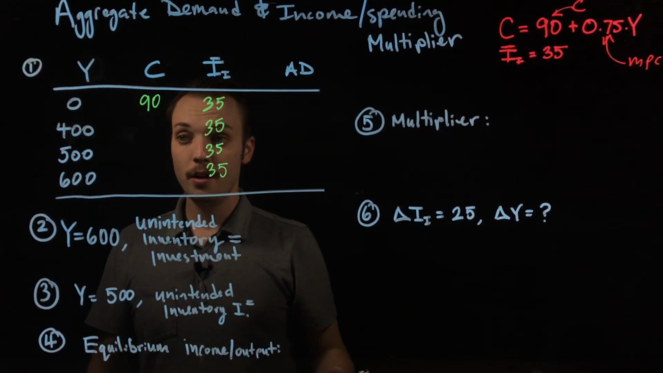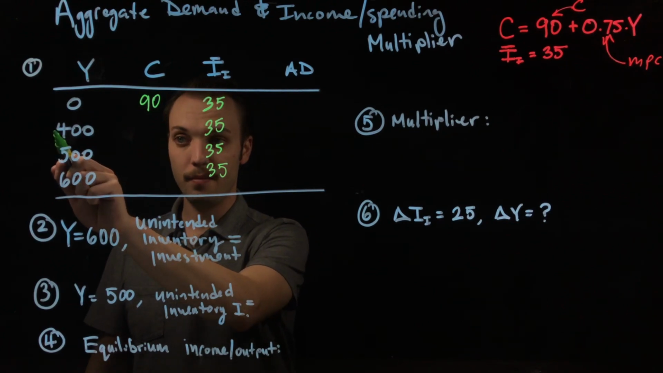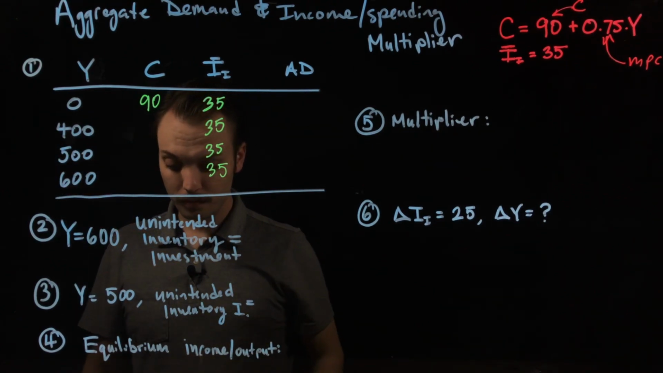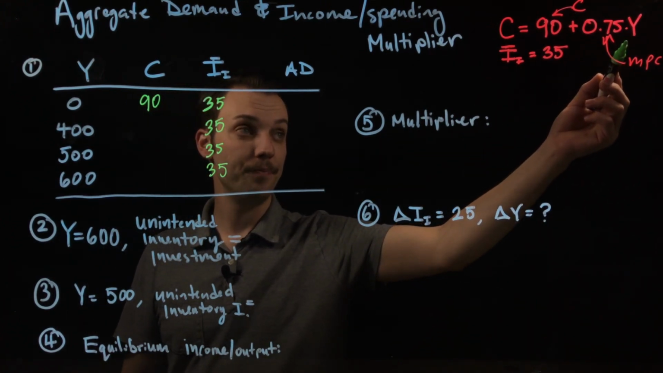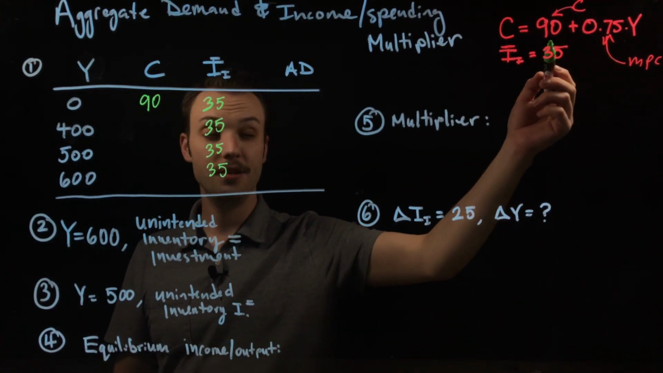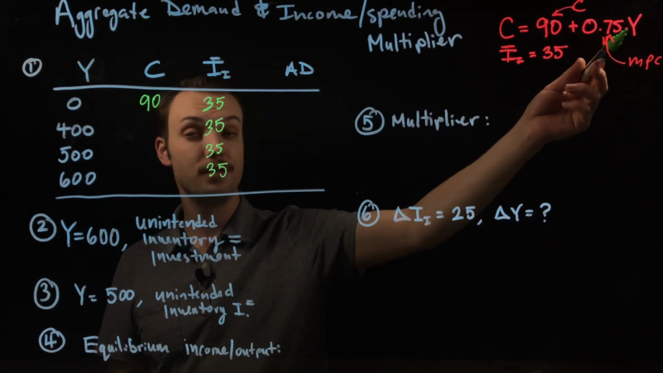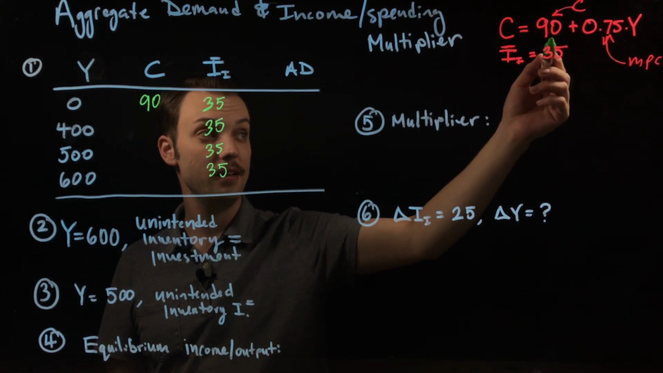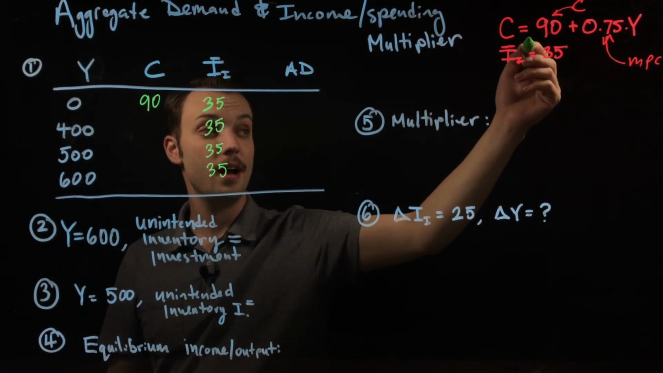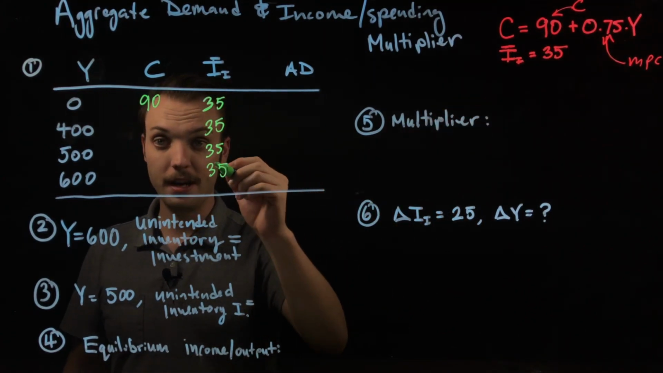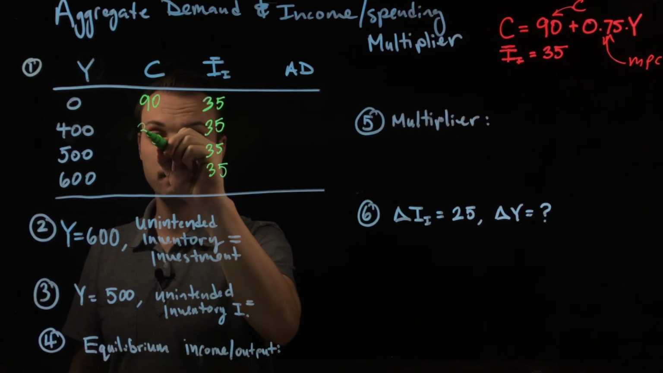Right? So moving on to the next level of income, where income is 400. We want to take income and plug it into the consumption function. So consumption is going to be equal to 0.75 times 400 plus 90. Right? 0.75 times 400 is 300, plus 90 is 390. So consumption is 390.